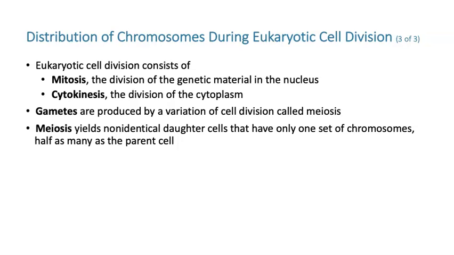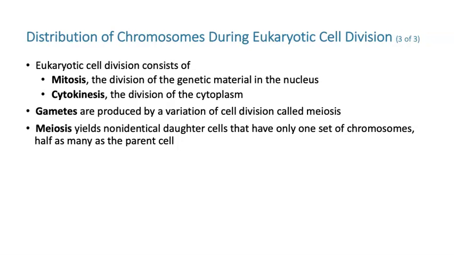Just a reminder, the gametes are produced by a different kind of cell division that's called meiosis. We'll cover that in the next chapter. And the main thing that I want you to keep in mind as we're going through talking about mitosis is that it is different from meiosis in many ways. But the big one is that meiosis is going to end up giving you non-identical daughter cells that have only half of the amount of chromosomes. We say one set of chromosomes, half as many as the parental cell. Whereas with mitosis, you're going to get the exact copies.